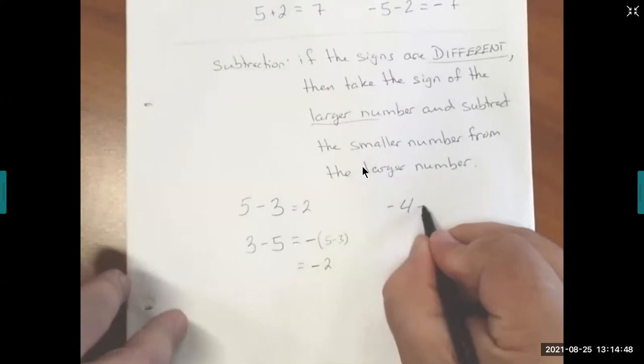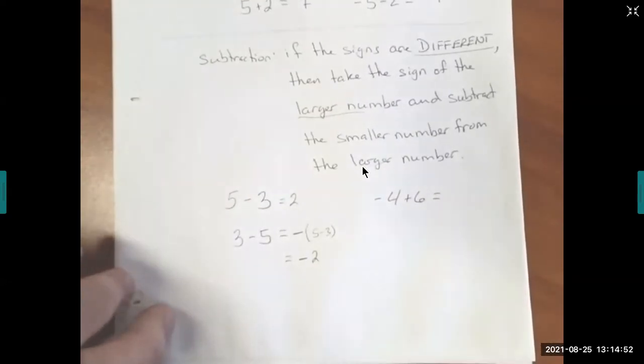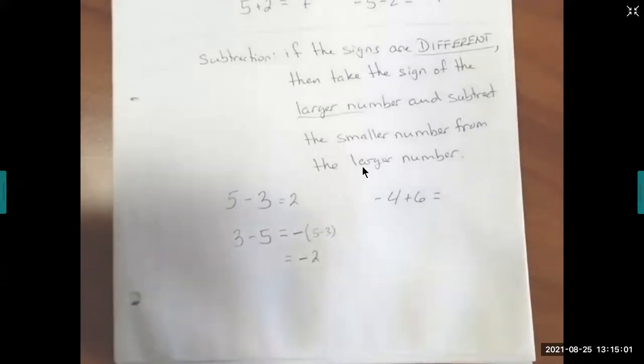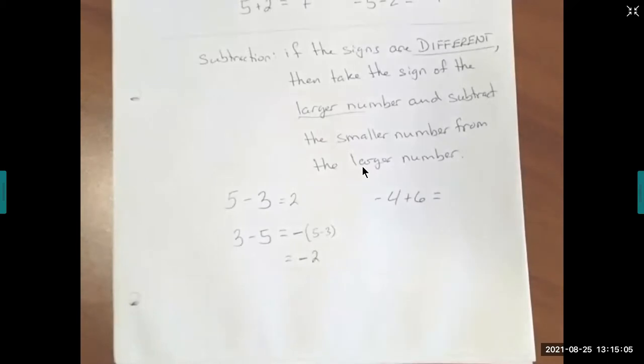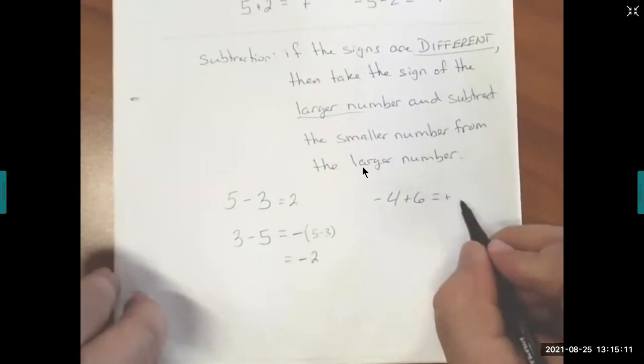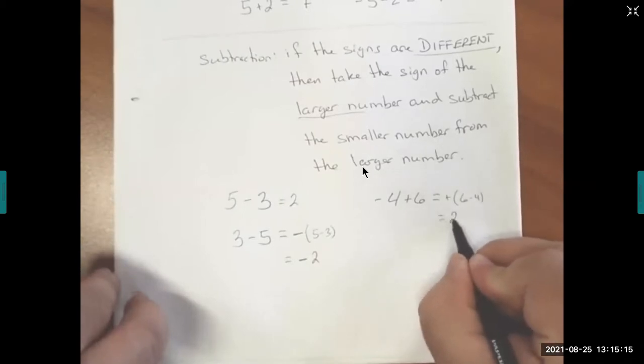Negative 4 plus 6. The answer is going to be, so always treat the signs, do those first. Worry about the signs first before you write the numbers. Separate the two processes so you don't get them mixed up. So what number is bigger? So the answer is going to be positive. And then we take 6 minus 4. The answer is going to be positive 2.